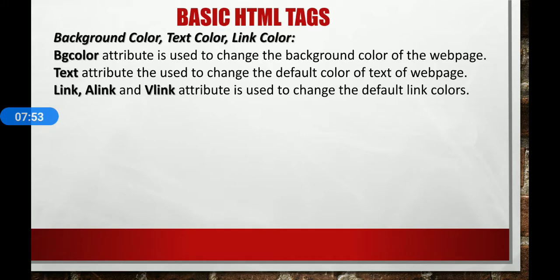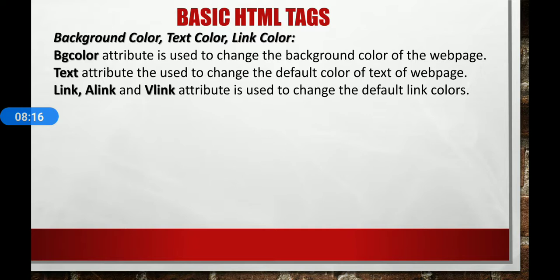Now background color, text color, link color. The bgcolor attribute is used to change the background color of a web page, and the text attribute is used to change the default color of text of a web page, because the default color of the text of a web page is black. The link, alink and vlink attributes are used to change the default link colors.